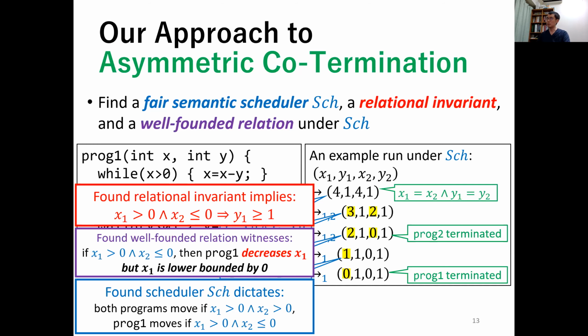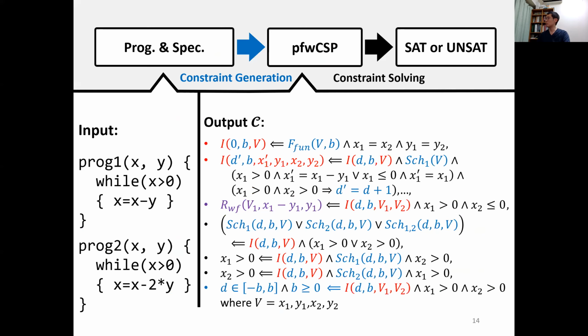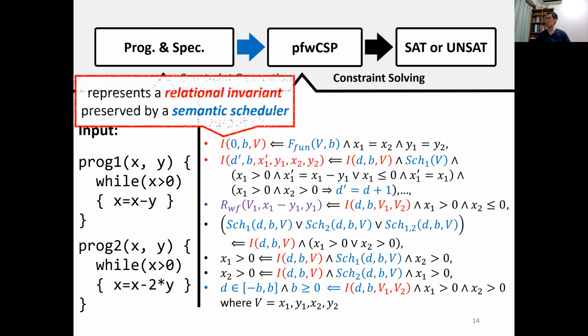So how do we reduce this to constraint solving? Again, the general idea is the same. We are given a program and a specification. In the case of co-termination, these are two programs, and we want to verify that if program 1 terminates, then program 2 terminates under some precondition. And we output constraints. In this talk, it's only for this concrete example, but to give you a taste of what happens in the general case.